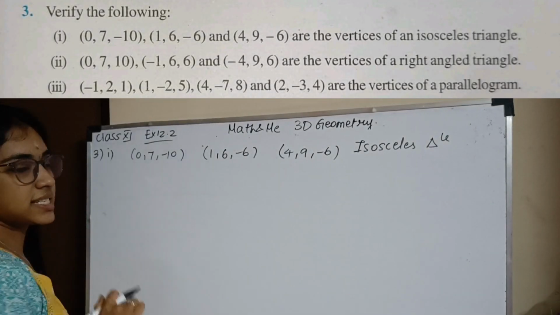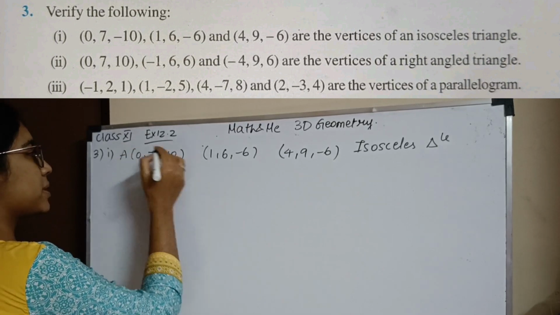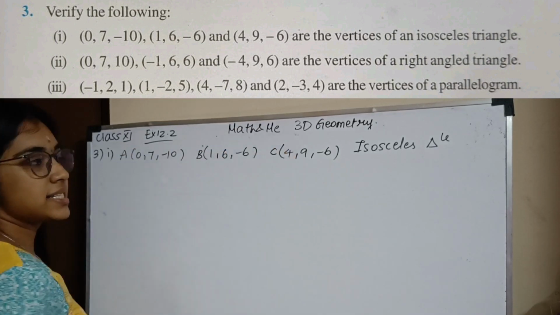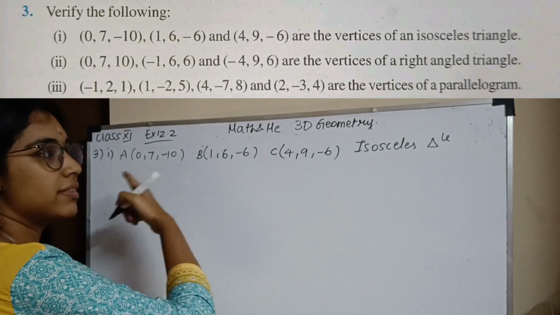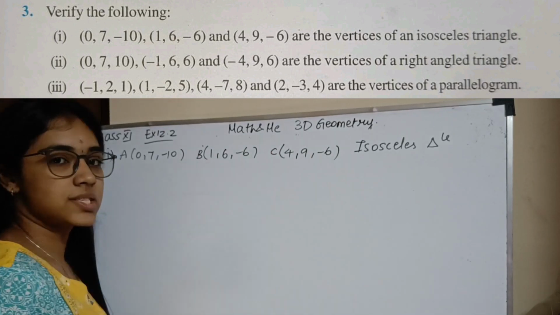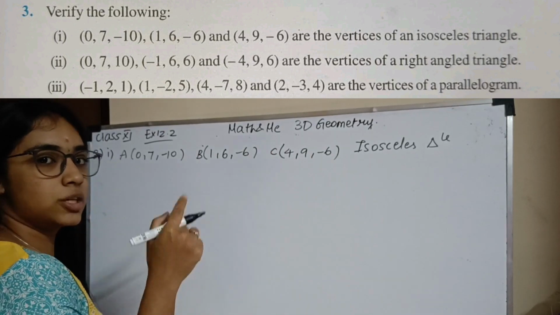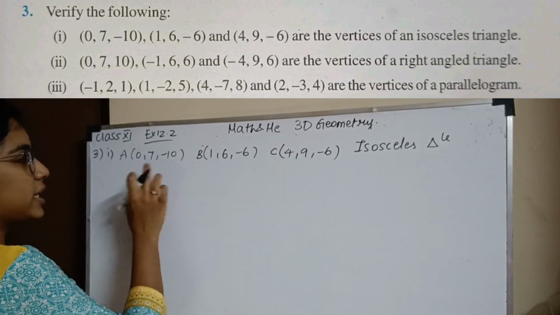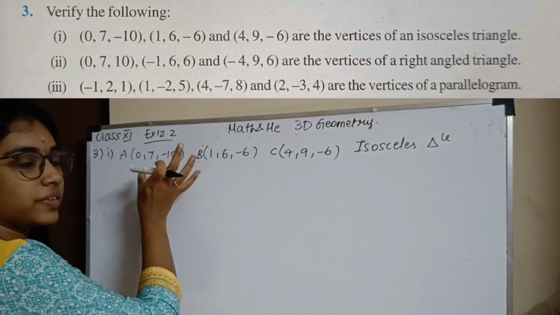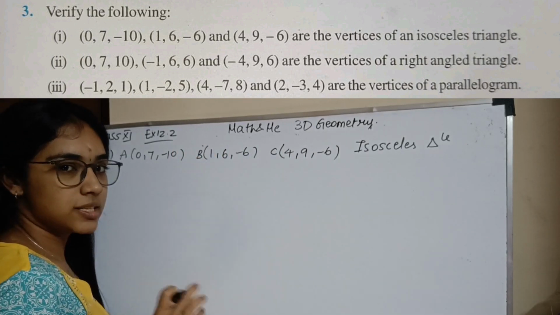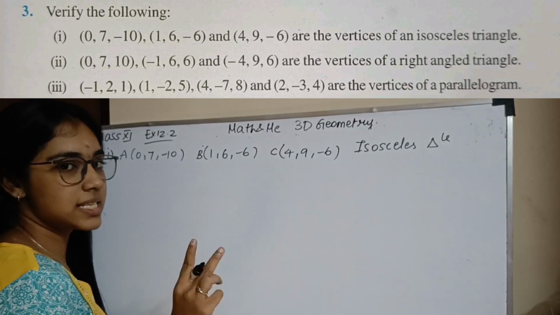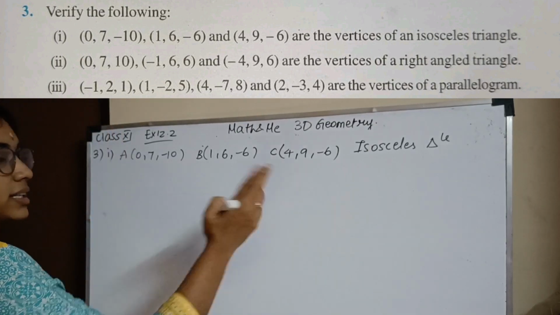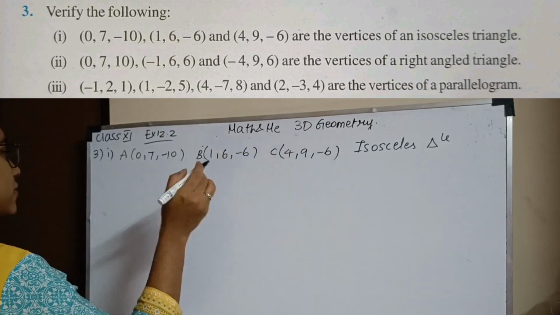Question number 3, first subsection. I am given 3 points. I will name them as A, B and C. I have to prove that the given vertices are the vertices of an isosceles triangle. In an isosceles triangle two sides are equal, correct? So I need to find the distances AB, BC and CA using the distance formula and see if two distances are equal. If two distances are equal, the given vertices are the vertices of an isosceles triangle.